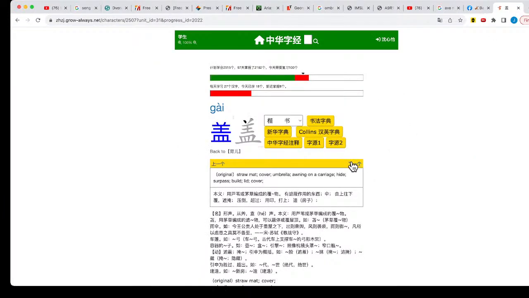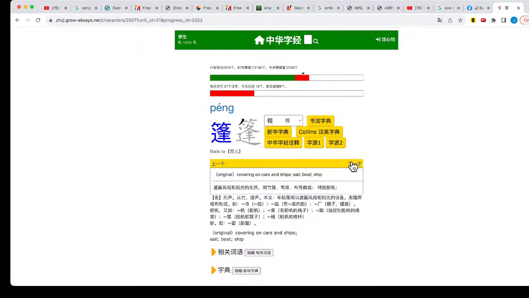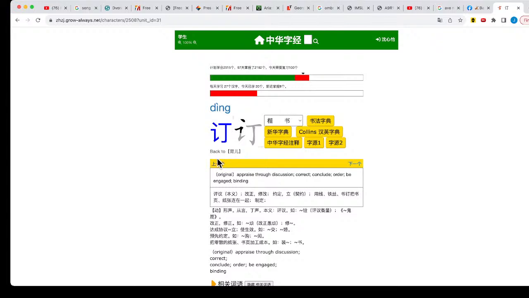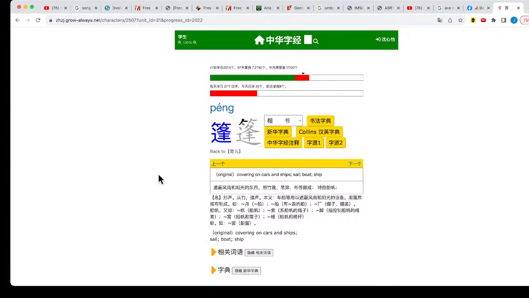Next one, 盆. Let's take a look at it. So 盆 originally means cover. Now this cover is different. It's a cover referring to covers for cars and boats. For cars and boats is called 盆. That's the original meaning.